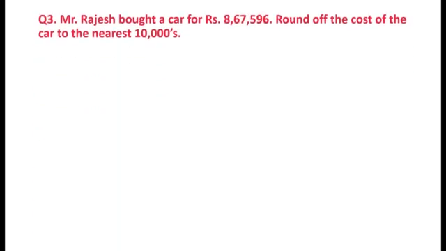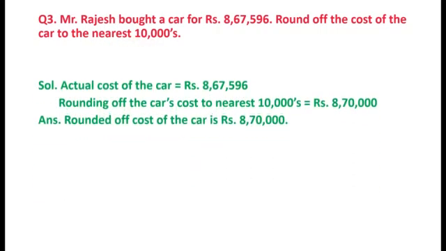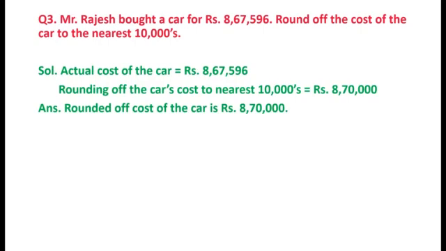Now children, one word problem is there. The question is, Mr. Rajesh bought a car for rupees 8,67,596. Round off the cost of the car to the nearest 10,000. So what we have to do? First of all we write the actual cost of the car, that is rupees 8,67,596. Now we have to round off the cost of the car to the nearest 10,000.